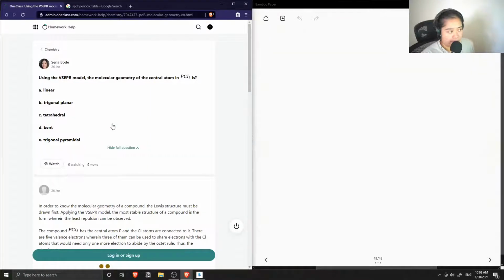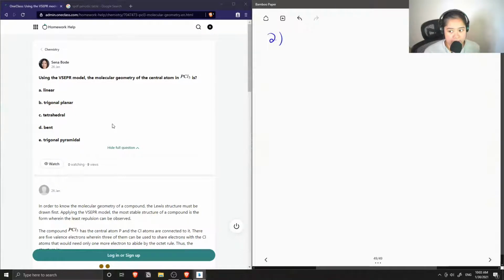Okay, so question number 2. Using the VSEPR model, the molecular geometry of the central atom in phosphorus trichloride is linear, trigonal planar, tetrahedral, bent, or trigonal pyramidal. To answer this question, we first need to draw out the Lewis structure for phosphorus trichloride. So we need to calculate the total number of valence electrons in this molecule.